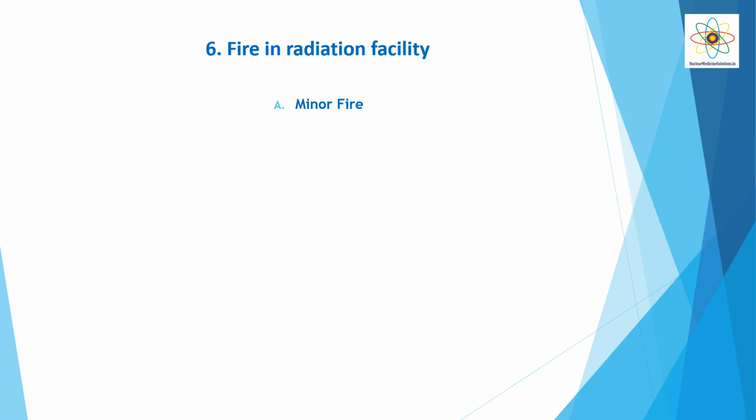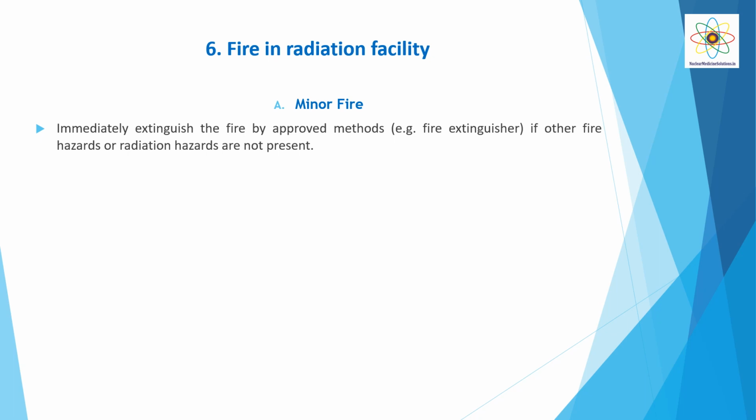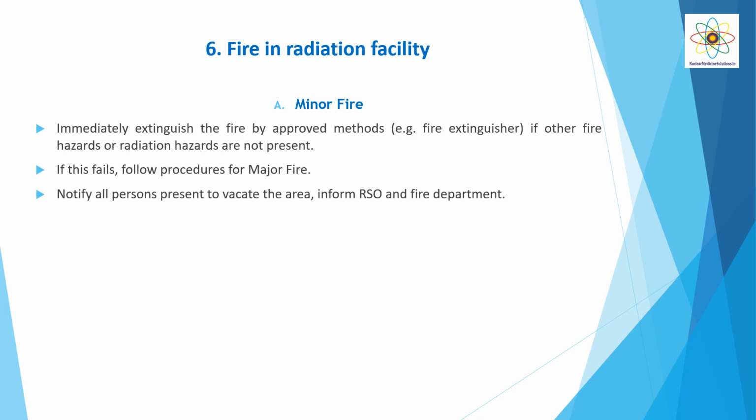Now let's discuss if there is a fire in a radiation facility. There are two types of fire. One is minor and the other one is major fire. The fire which you can extinguish with fire extinguishers, which are generally present in every department, is called minor, and if it is beyond control of those extinguishers, it is termed a major fire. So as a first responder, immediately try to extinguish the fire, and you should do that only if no major fire hazard or radiation hazard is present. If this fails, follow the procedure for the major fire.